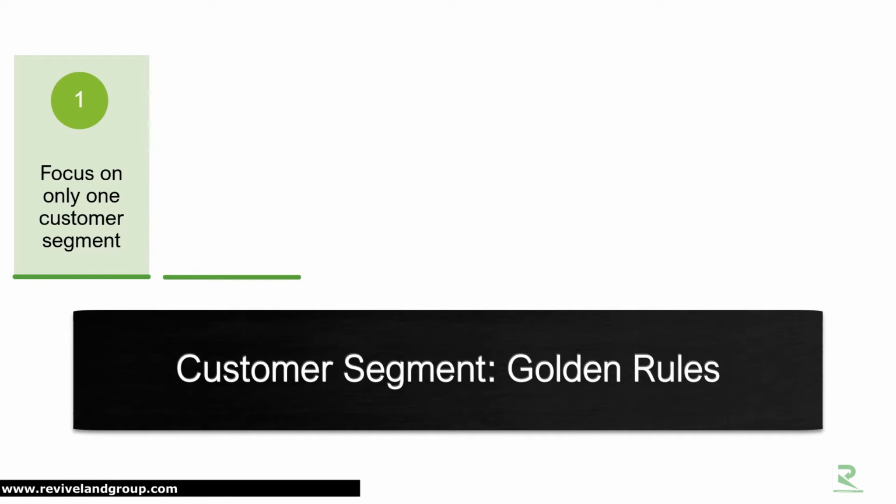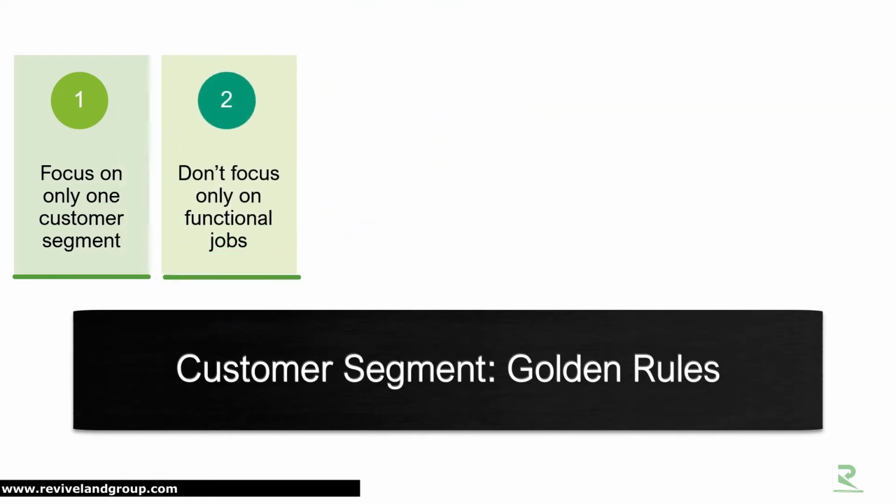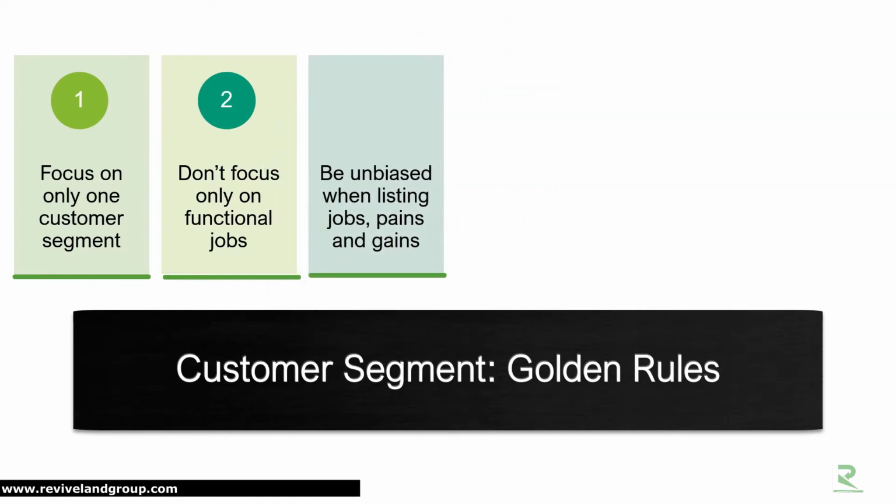So if you want to think about more than one customer segment, you're more than welcome to have an extra value proposition canvas. But when you're designing one, try to focus on only one category. The next golden rule is don't focus on functional jobs, which we already touched base on, and we are going to walk through the example, and consider social or emotional jobs too.